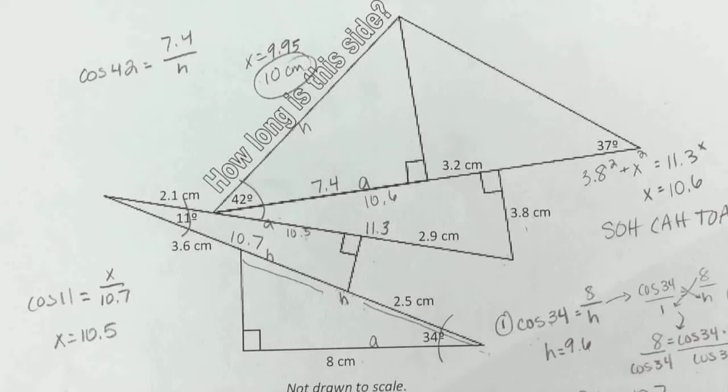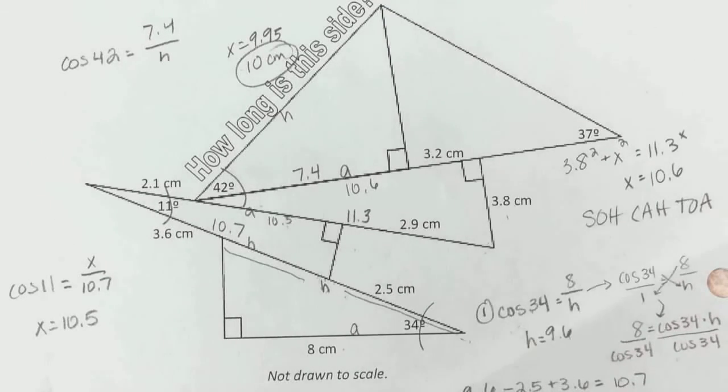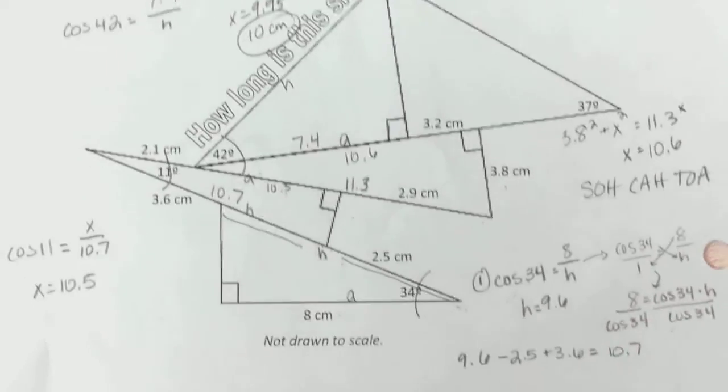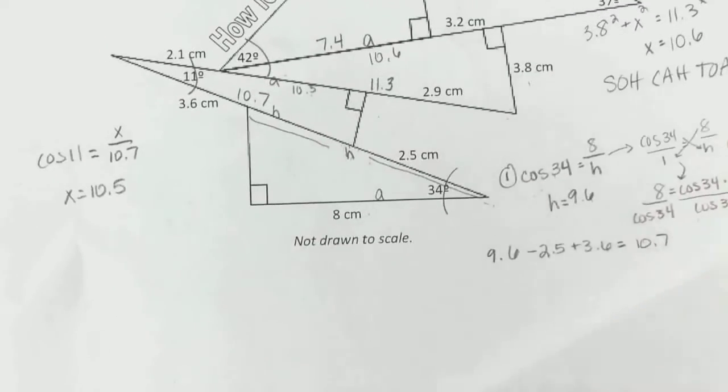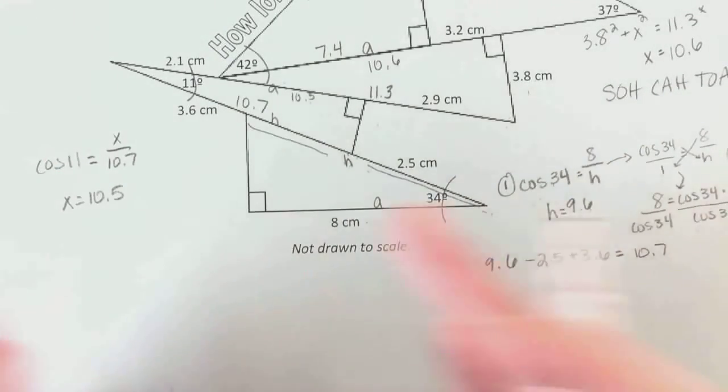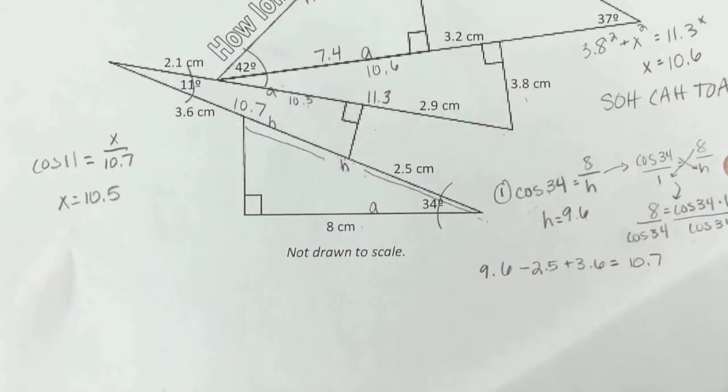So there you go. There will be a problem like this on the open-ended portion of the final review, and you will need to show all of your work. That is part of the credit. I don't care how you organize it, if you want to put it all at the bottom and just number it. But if you're just writing answers and not showing any work, you will not receive full credit.